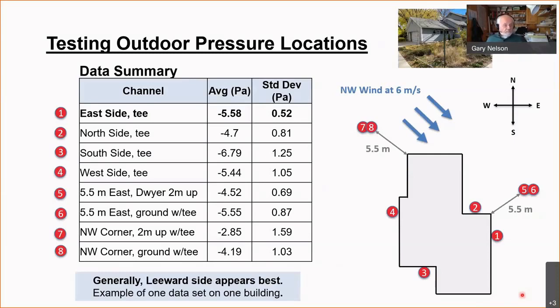And you see the average pressure in pascals, which I think isn't a very important number, at least for evaluating the quality of the location as far as wind pressure fluctuations are concerned. The number that really concerns us is the standard deviation.